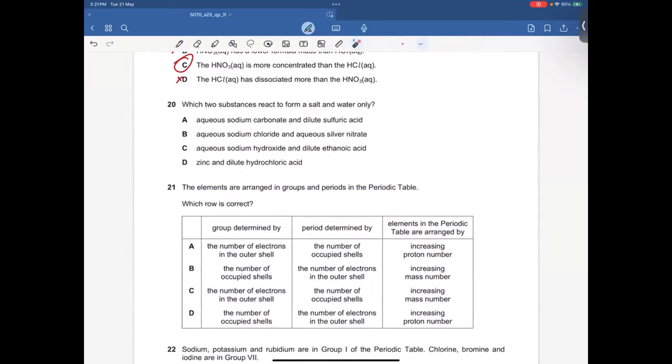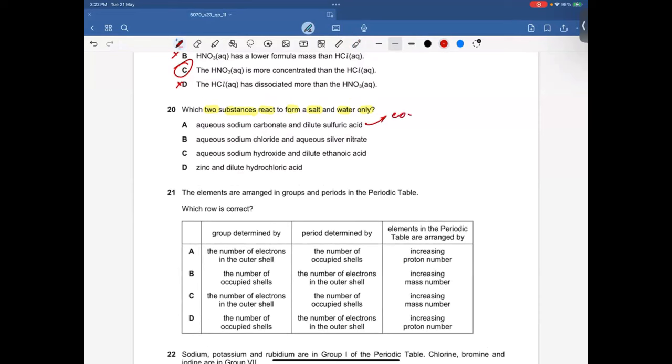Question 20. Which two substances react to form a salt and water only? Aqueous sodium carbonate and dilute sulfuric acid. Obviously, along with the salt, you will get carbon dioxide from here. The examiner is asking for salt and water only, which means option A is incorrect. Sodium chloride and aqueous silver nitrate. You will get silver chloride and sodium nitrate. You are not getting water from here. So obviously option B is incorrect.